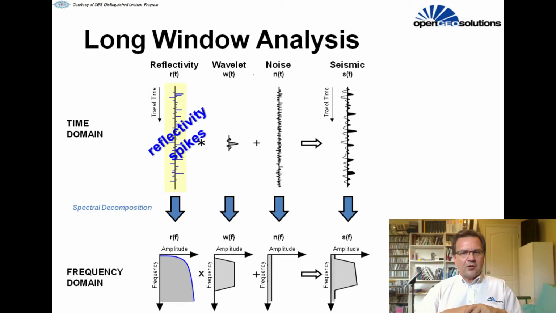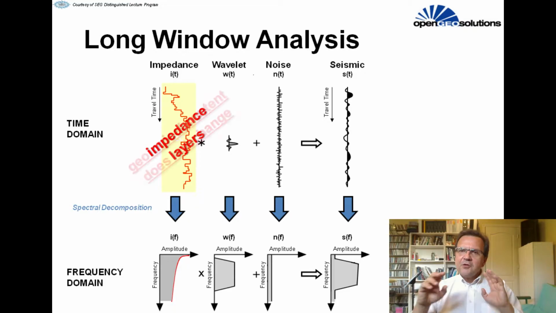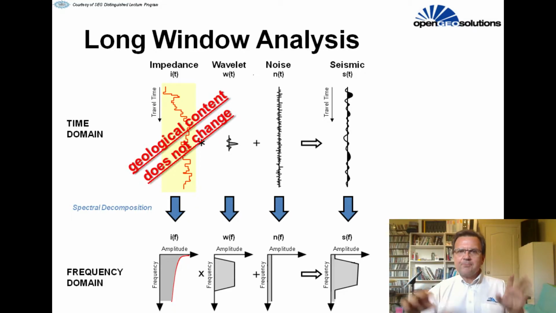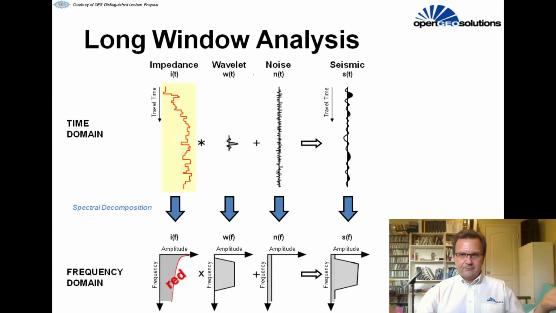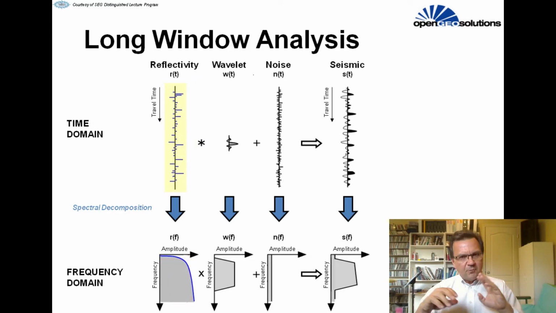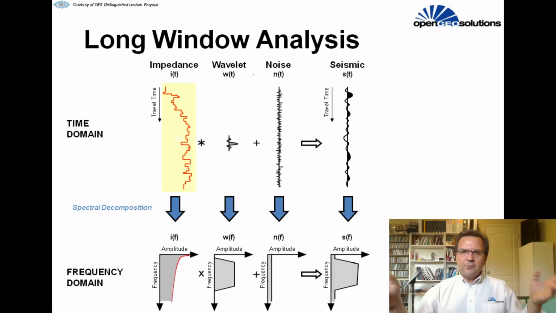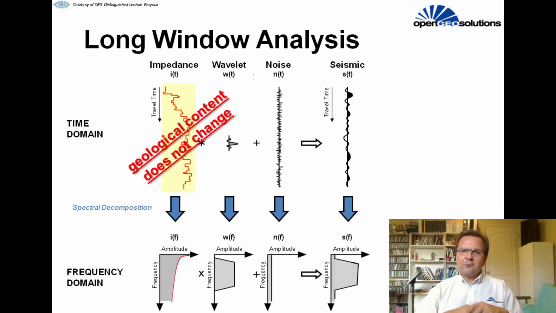If you take that same geology and represent it not by reflection spikes, but by impedance layers, the geological content remains the same. But by representing the contrasts by impedance blocks rather than the reflectivity spikes, the spectral color changes from blue to red. It is now richer in lower frequencies and poorer in higher frequencies. The important takeaway here is that whether you represent the geological content in the form of reflectivity or in the form of impedance, the geological content remains the same.